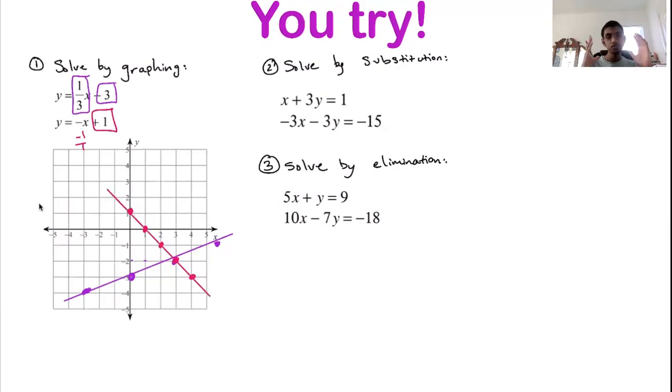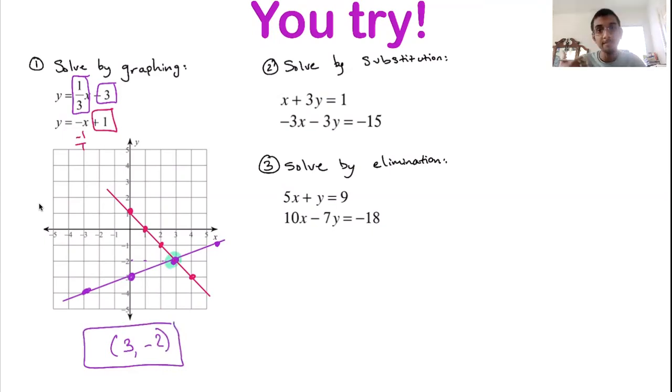Okay. So what do we notice right here? We notice that, okay, I drew the purple line kind of bad, but we do know that they both intersect right at this point, as we can see, right here. This point right here is where they intersect. So therefore, the answer to this problem was 3 comma negative 2. That was our solution because they intersect at that point. Very simple.